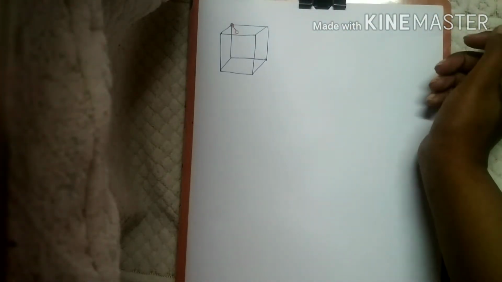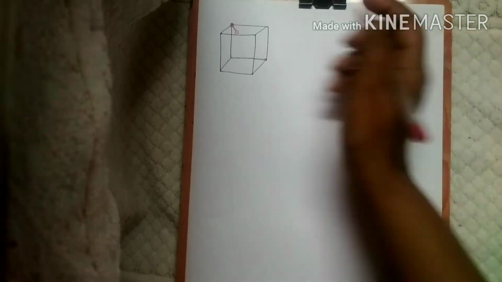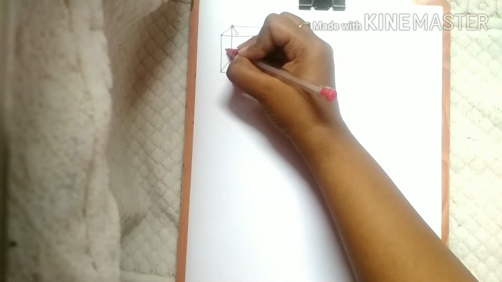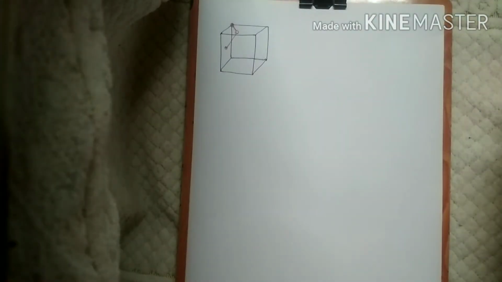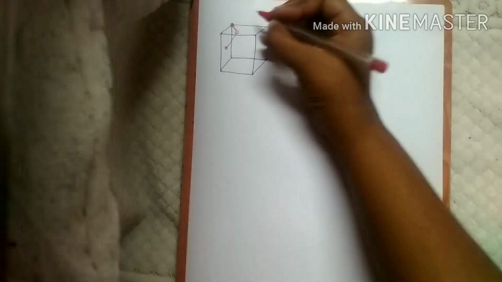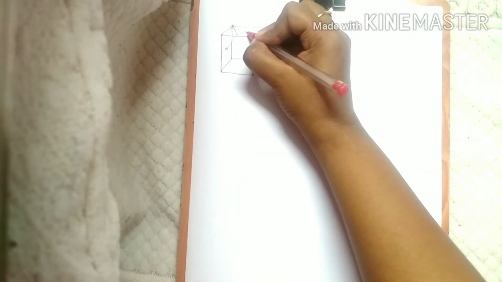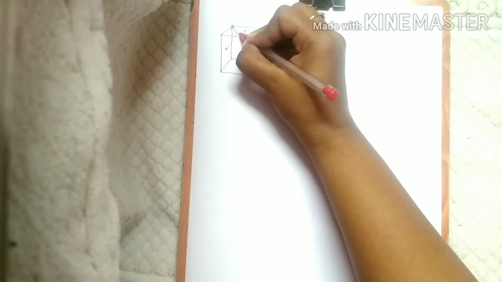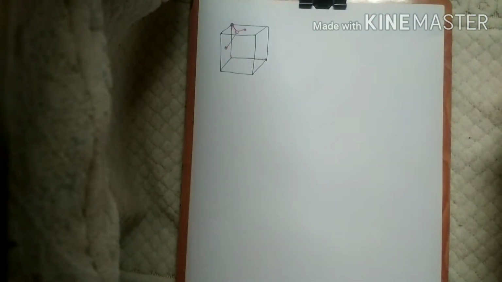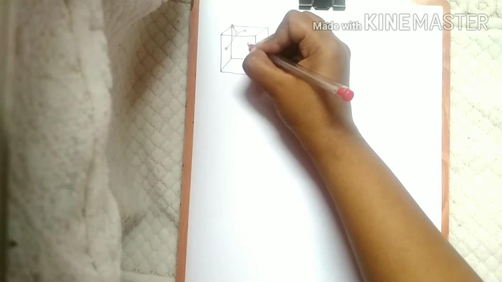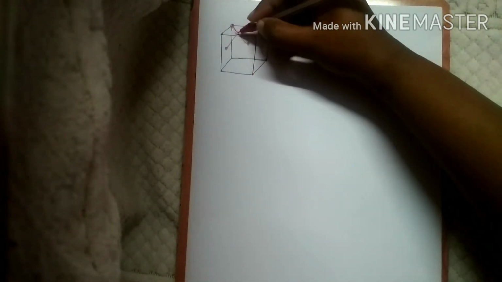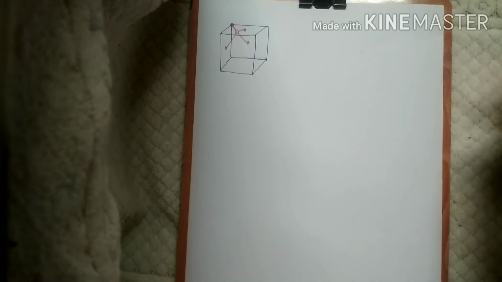This is first. Second will be the atom which is present at the face center of this left face. Okay, this will be the second one. Third will be the atom which is present at the face center of this upper face. This will be the third. And fourth will be the atom which is present at the face center of this back face. So this way this tetrahedral void will be formed.